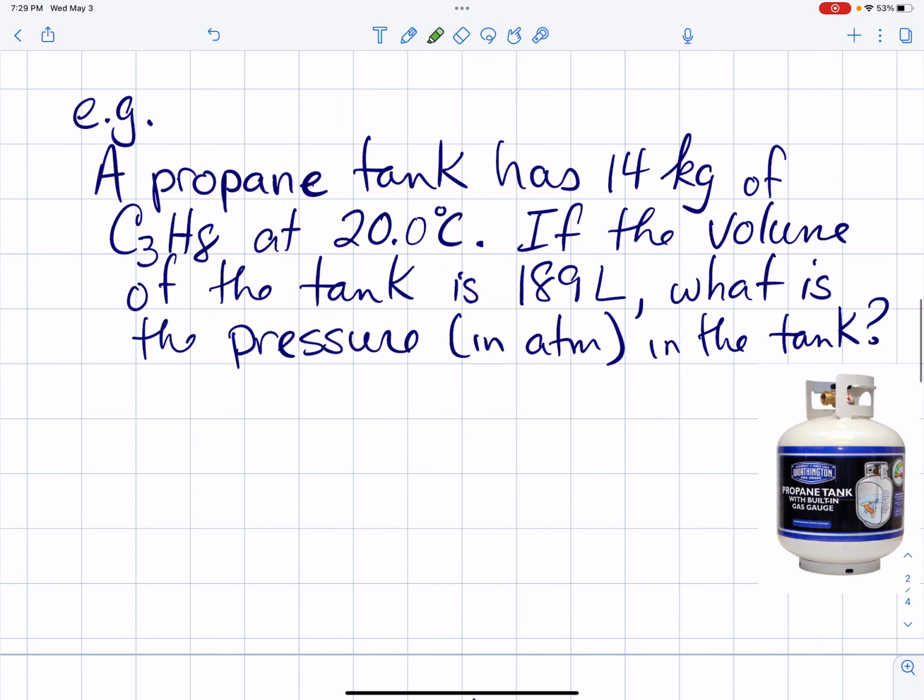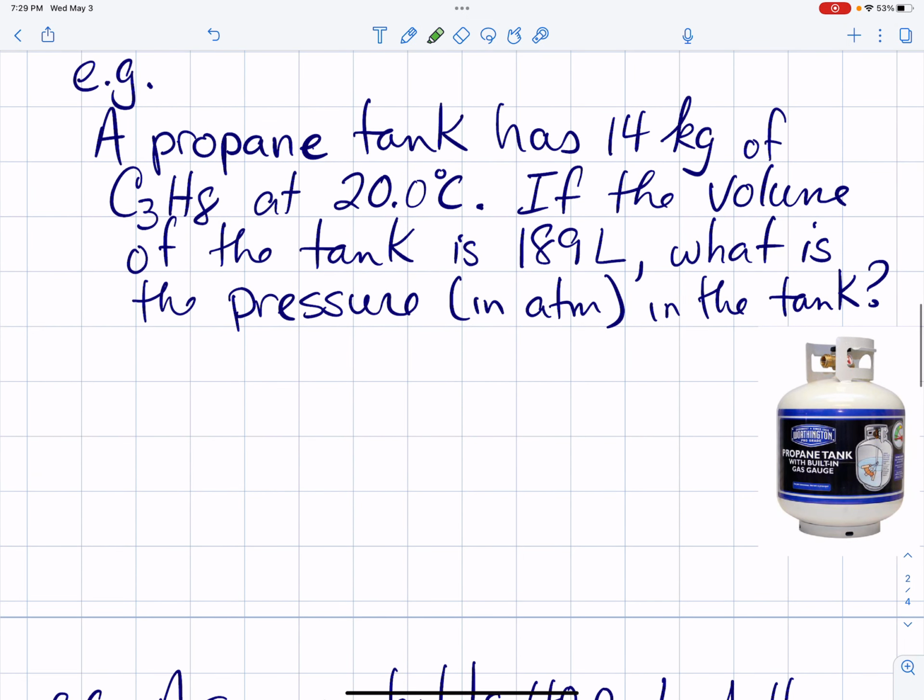Okay, so here we have a typical ideal gas law question. A propane tank, the kind you'd use on a barbecue at home, has 14 kilograms of propane. Its formula is C3H8, at 20 degrees Celsius. If the volume of our tank is 189 liters, what would be the pressure in atmospheres in the tank?